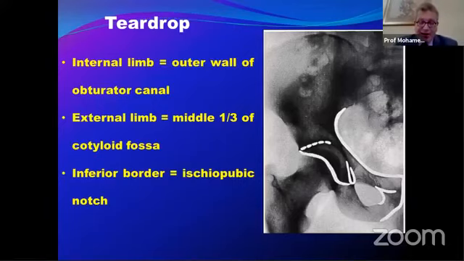The teardrop has 2 limbs, the internal limb and the external limb. The internal limb is the outer wall of the obturator canal. This is the obturator canal. The outer wall is the internal limb. The external limb represents the middle 1/3 of the cotyloid fossa, and the inferior border is the ischiopubic notch.